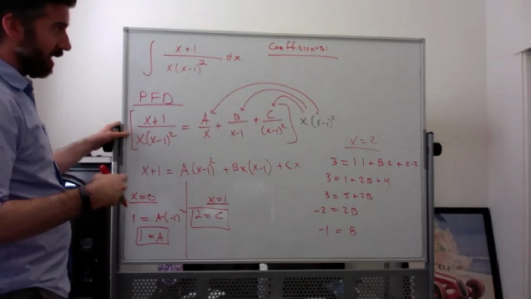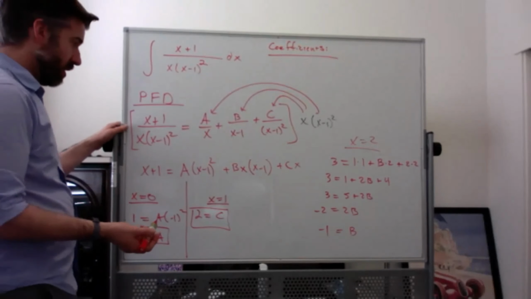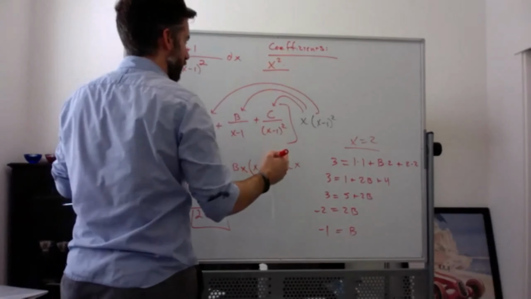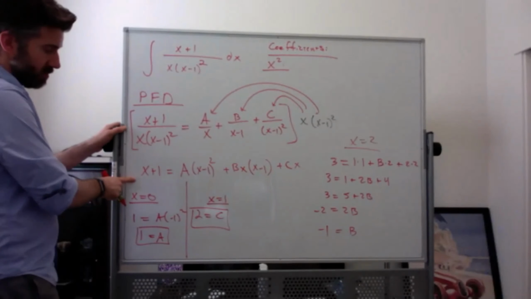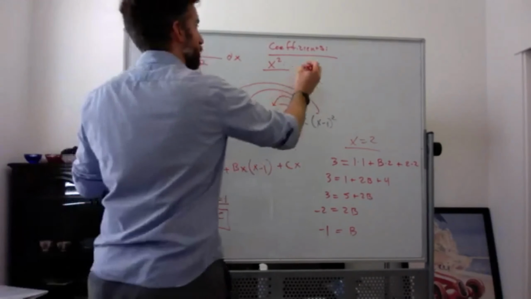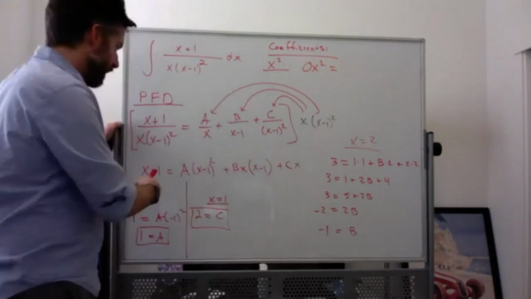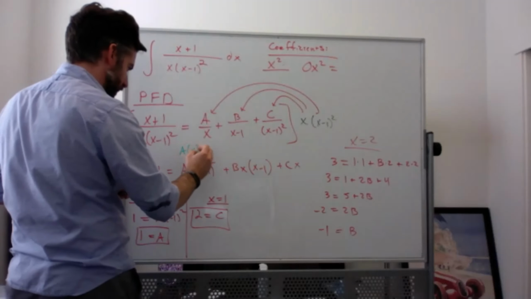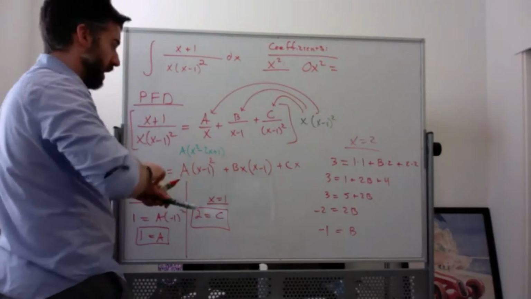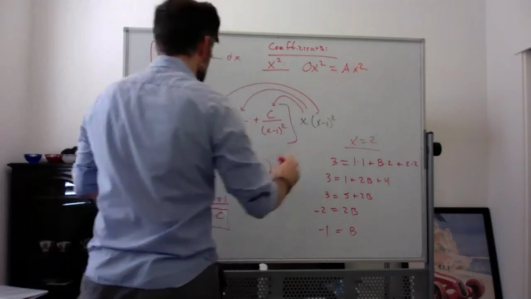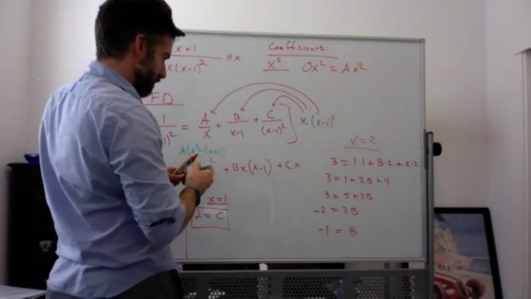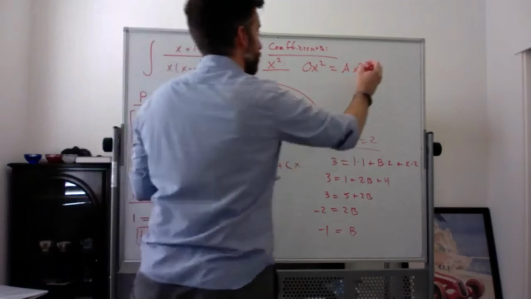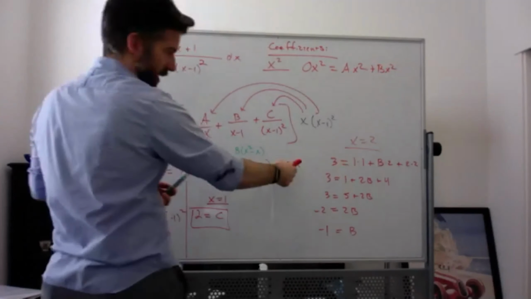So I like to look for the highest power of x on either side. If I multiplied this out, I would have an x squared. So if I think about the coefficient of x squared, on the left-hand side of this equation, I have no x squared. On the right-hand side, if I multiply this out, this would be a times x squared minus 2x plus 1. So I would have an a times x squared. And if I multiply this out, I would have b times x squared minus x. So I would have a b times x squared. And I would have no c times x squared.